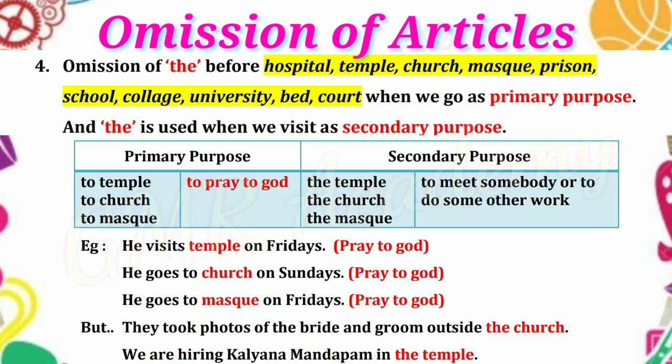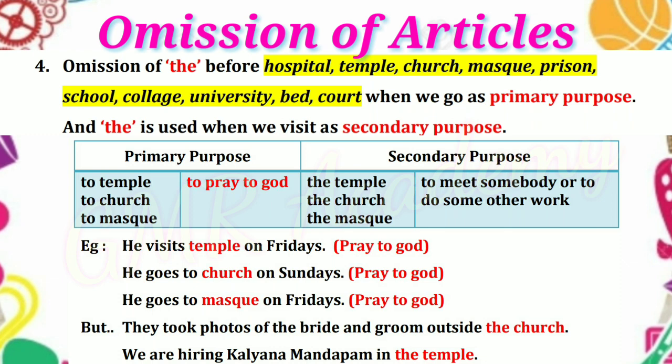Examples: he visits temple on Fridays. So why does he visit? Because to pray to God, so no article before temple. He goes to church on Sundays. Why? Because to pray to God. He goes to mosque on Fridays. Why? Because to pray to God. This is the primary purpose. No article is used.